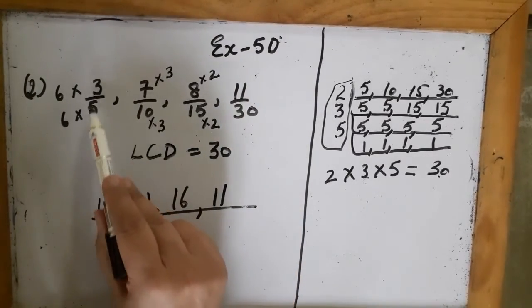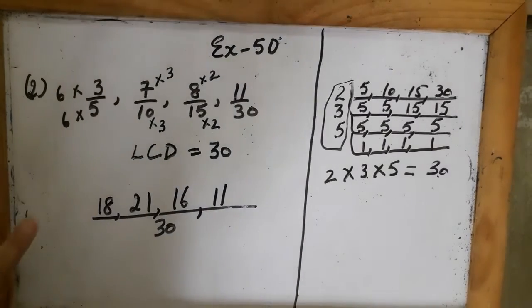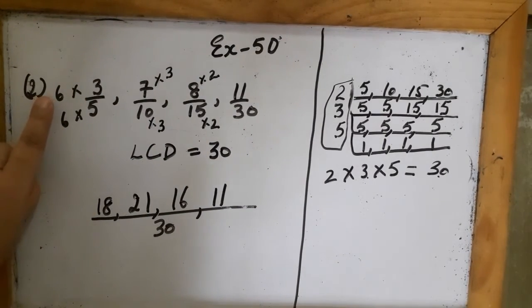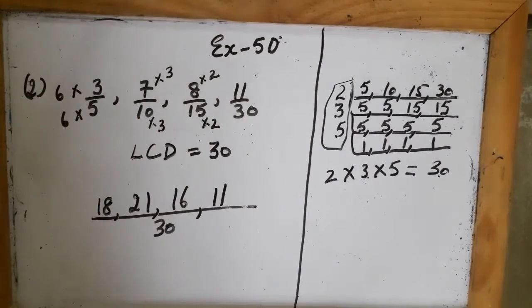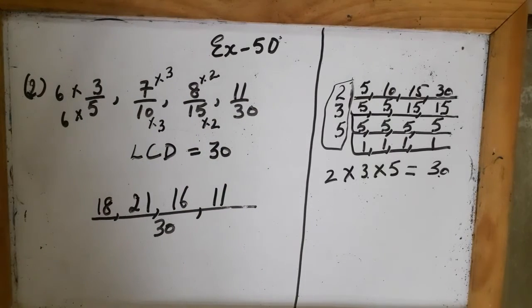So what have I done? I have converted these fractions into equivalent fractions by multiplying the denominator and the numerator with the same number. So these are my new numerators and all of them will have the denominator 30.